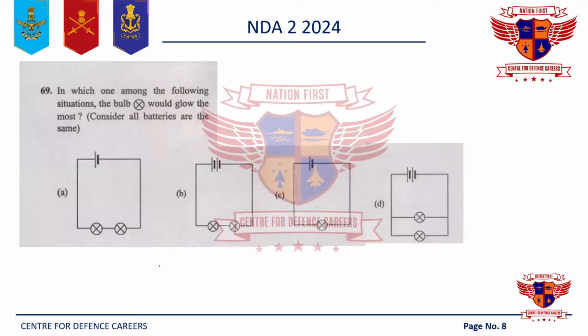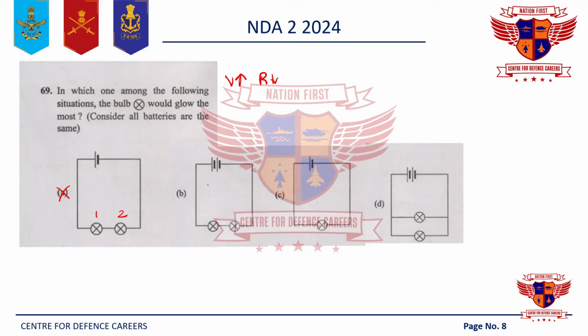We have: in which of the following situations will the bulb glow brightly? In order for the bulb to glow brightly, we require maximum voltage and minimum resistance. And minimum resistance occurs in the case of parallel connection. In the very first option, you can see the two bulbs, 1 and 2, are connected in series, which means they will have very high resistance. And because of very high resistance, they will not glow brightly. So we'll eliminate option A.